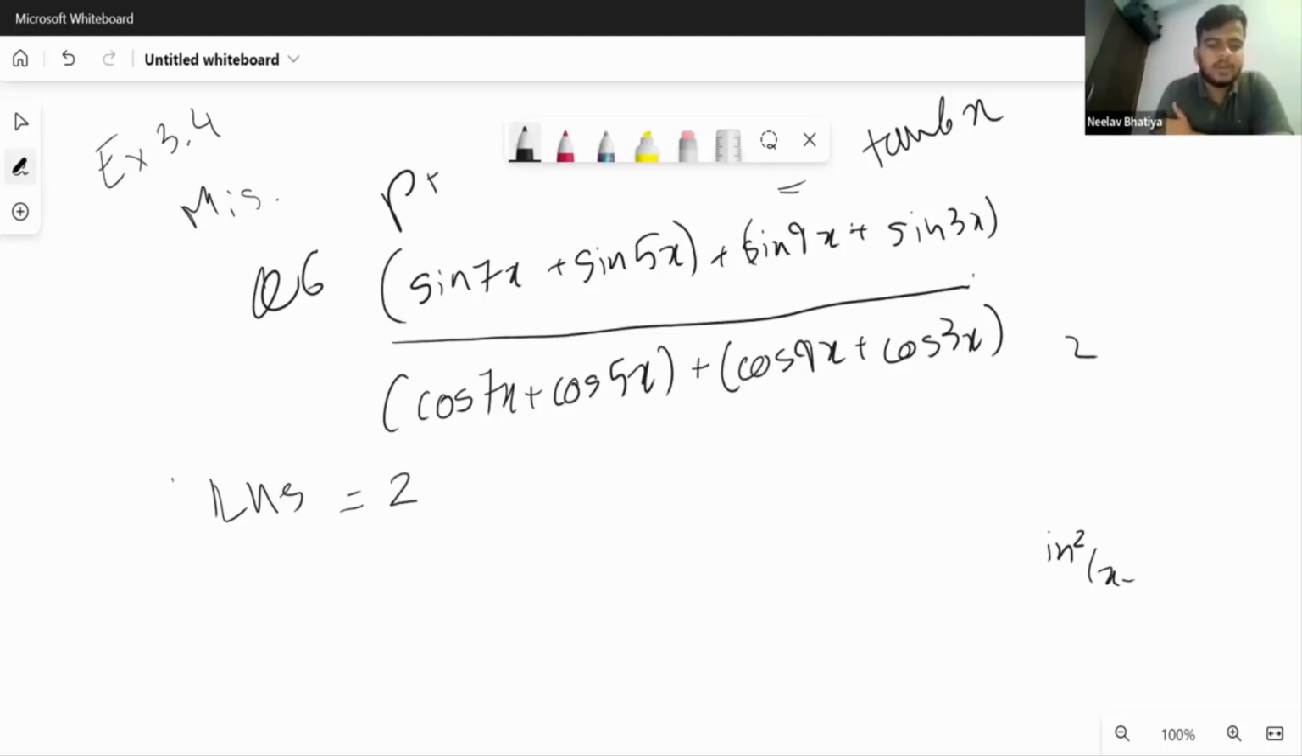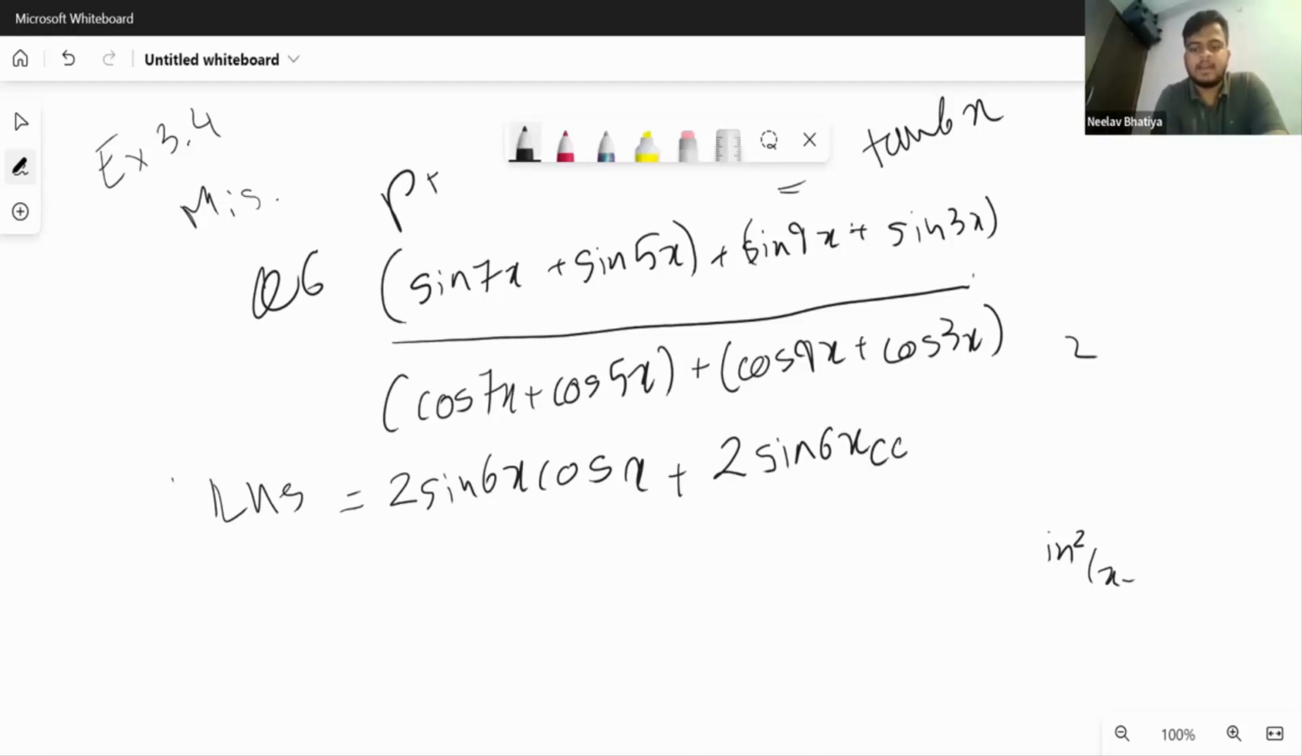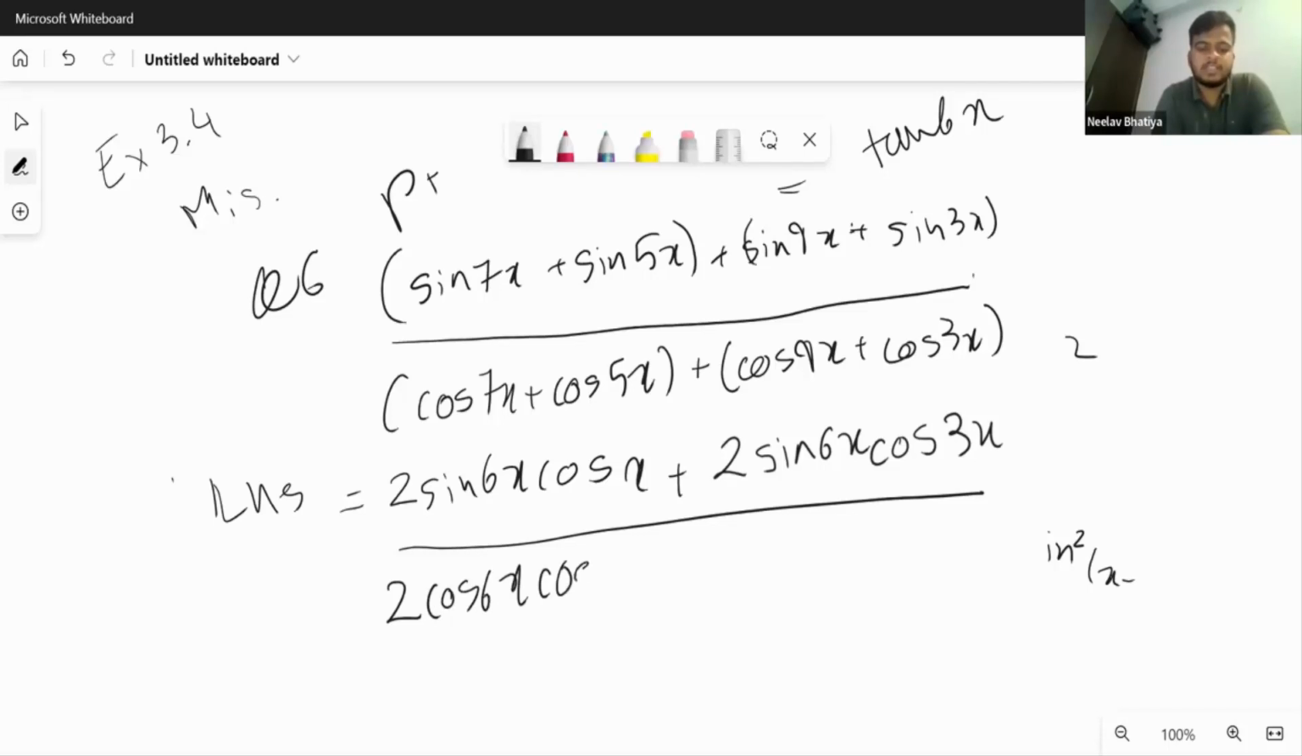So when I apply this formula, 7x plus 5x is 12x, divided by 2 equals 6x. I'll get sin 6x cos of (7x minus 5x) by 2, which is x. Then 9x plus 3x is 12x, divided by 2 equals 6x, so I'll get sin 6x again, and cos of (9x minus 3x) by 2, which is 3x. In the denominator, I'll have 2 times cos 6x and cos x.